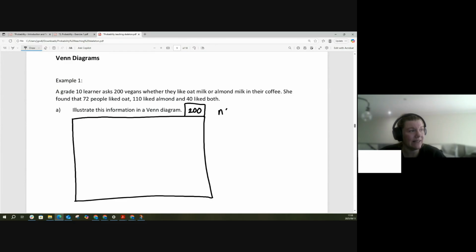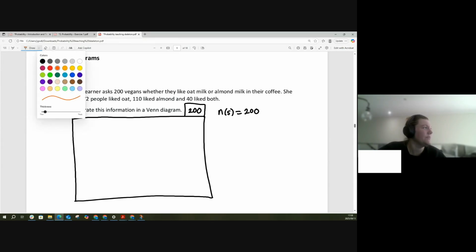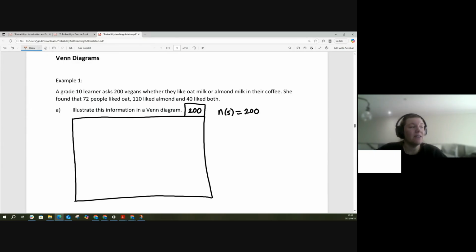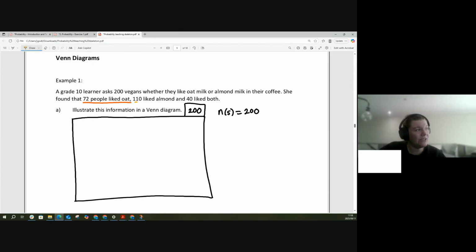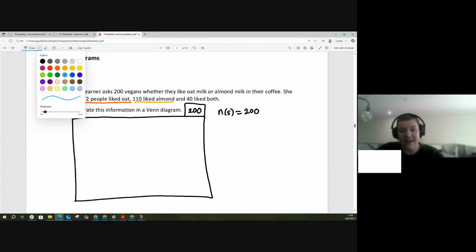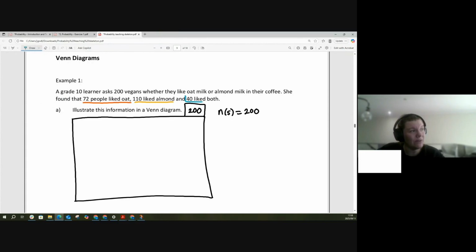Remember, we can also write it like this. So they were asked if they like oat milk or almond milk in their coffee. She found that 72 people liked oat. She found that 110 people liked almond. And she found that 40 people liked both. Okay, so that's the important information that we need to take from this.